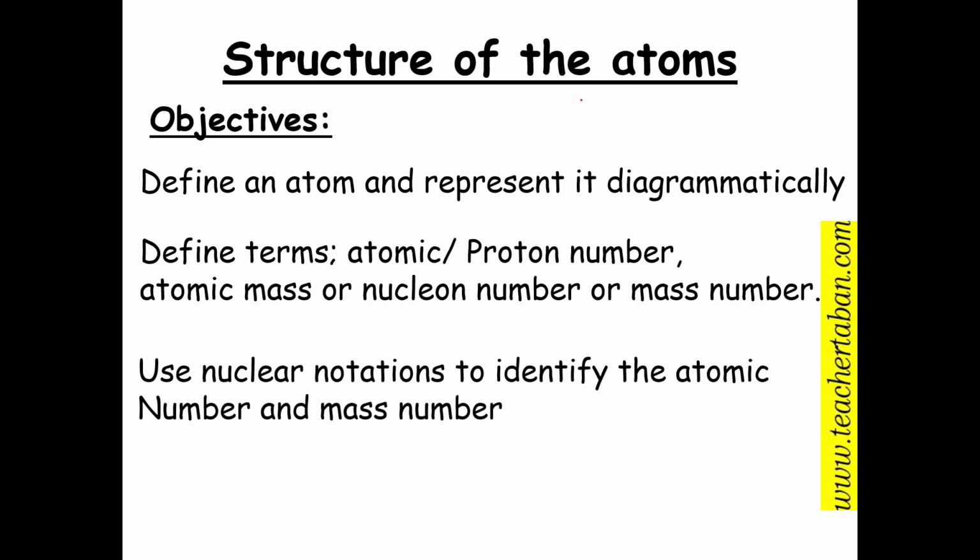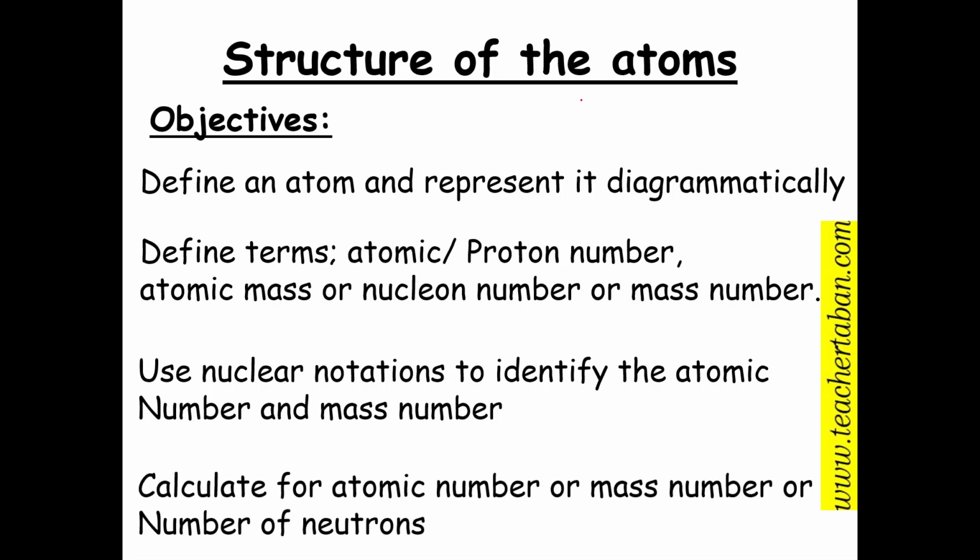Then you must be able to use nuclear notations to identify the atomic number and the mass number, and of course to calculate for each of them in addition to the number of neutrons. So those are what I expect each one to get by the end of this particular lesson. So let's begin. Atomic structure.